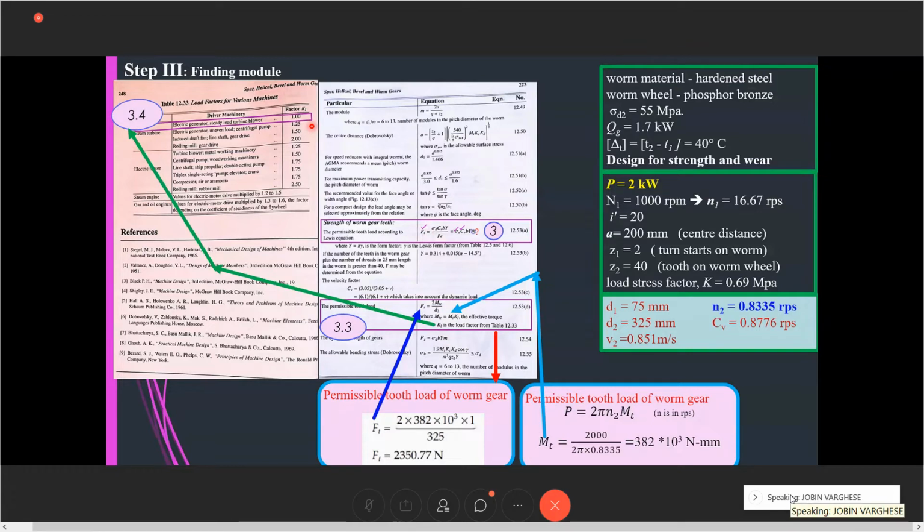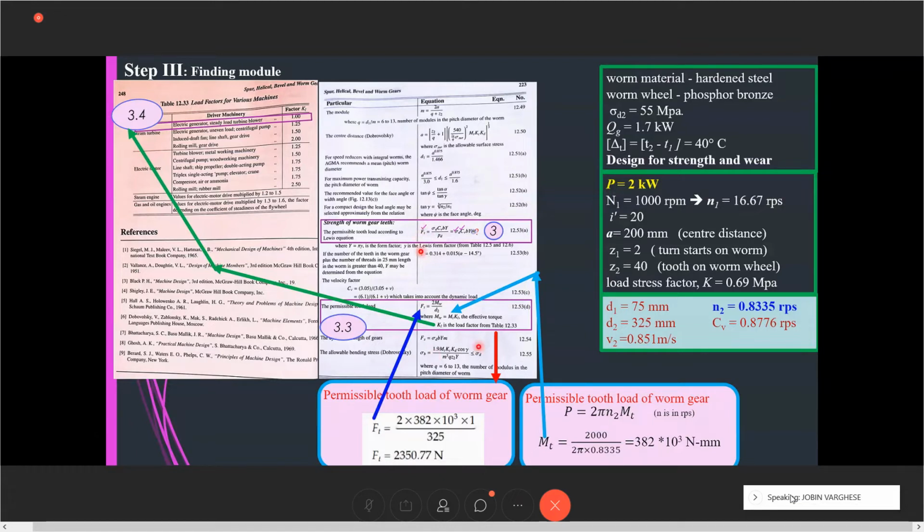So we are taking this one as a steady load. It's a steady load. We are choosing this one to make our calculation easier. So we are taking the steady load. KL is taken as MT is calculated. And 2 MT by D2 we will get what is FT. So once we get FT, this parameter is also found out.